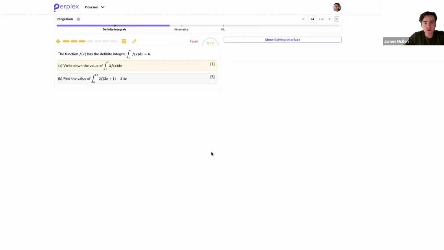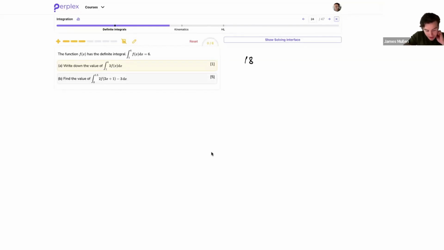Okay, so I'm given that the integral of a function f of x from 1 to 4 is equal to 6. And in part A, I want to find the integral from 1 to 4 of 3 times f of x, all right? And that is not difficult. That's just going to be, the 3 comes out, and it's going to be 3 times the integral that I know, which is 3 times 6 is 18, okay?